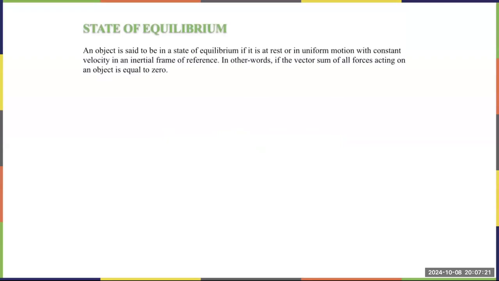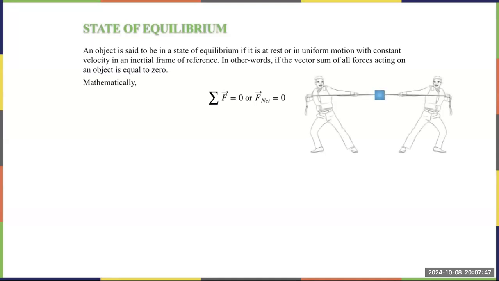That means when the net force on an object is zero, it will be either at rest or in uniform motion, right? So it's the same thing as Newton's first law of motion. The vector sum of all the forces acting on an object is equal to zero, and this is also equilibrium. This state of equilibrium can be written mathematically as F net equals zero. For example, here two people are pulling with an equal amount of force, and this object is staying stationary. So this is also a state of equilibrium, right?